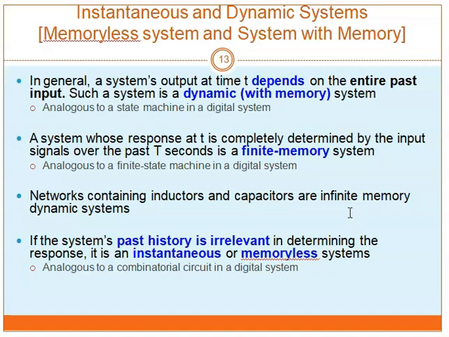Next, we have instantaneous and dynamic systems, or memoryless versus memory. In general, a system output at time t would depend on the entire past input. So this system is called a dynamic system, or a system with memory. But when the past history is irrelevant in determining the response, this is an instantaneous system, or a system that is memoryless, with no memory.